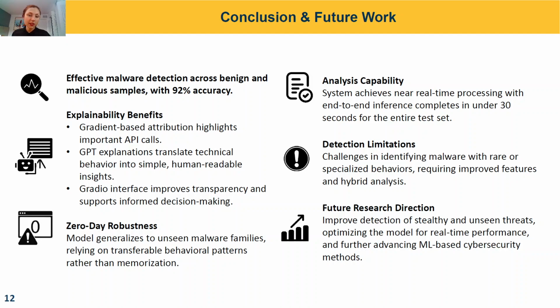Key takeaways: our transformer-based system achieves 92% accuracy. Explainability is a major strength, as gradient attribution and GPT-based explanation create transparency and trust. Real-time inference allows practical deployment in cybersecurity environments. Zero-day evaluation shows strong generalization for some families, but challenges remain for highly specialized malware.